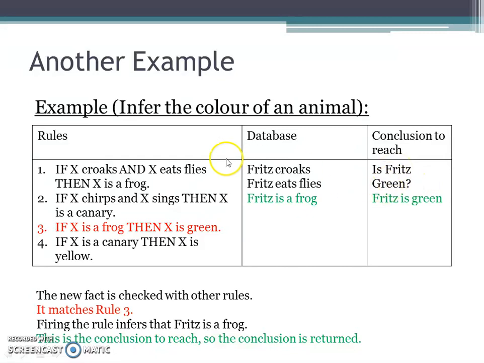So this is how you use a rule-based system, going through forward chaining to determine whether you have reached the conclusion or not. Hopefully this example will help you understand forward chaining better.